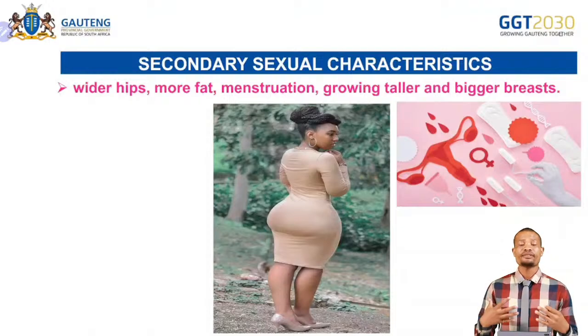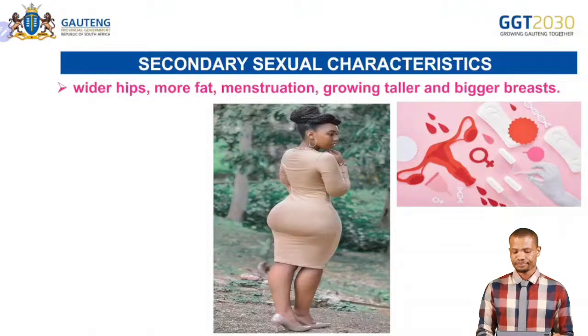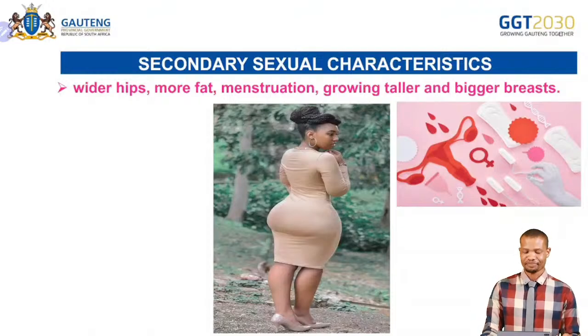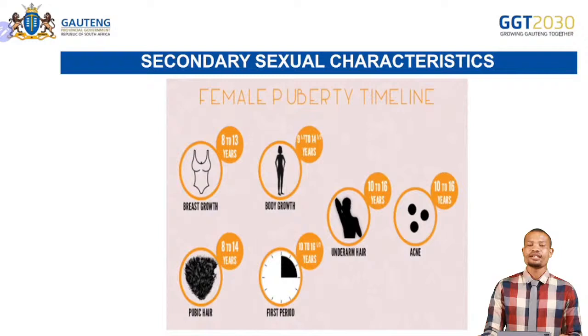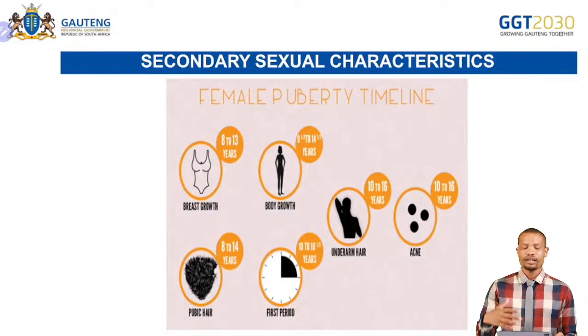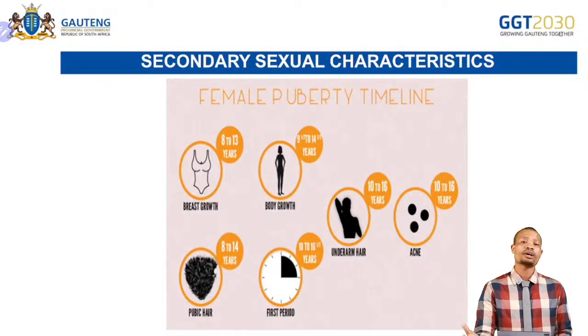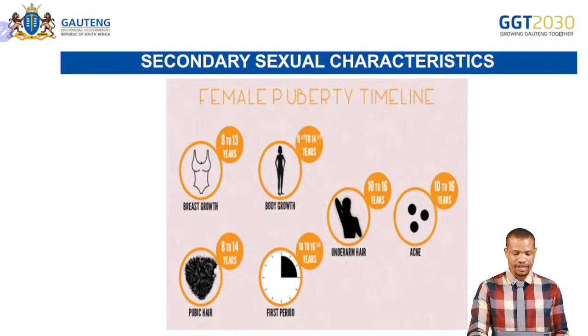And you will start having even broader breasts. Those are the secondary sexual characteristics in females. Here is another illustration of these secondary sexual characteristics that occur in females.